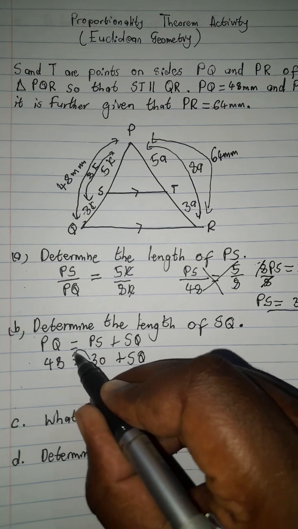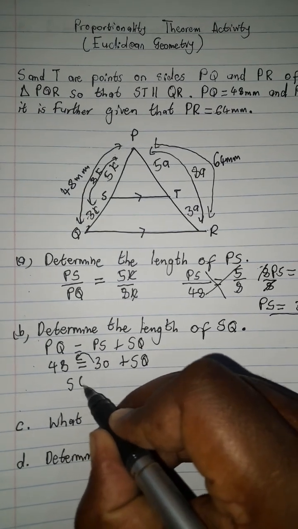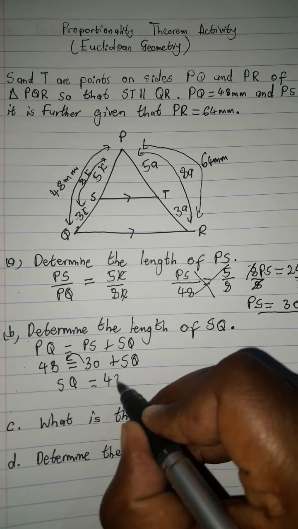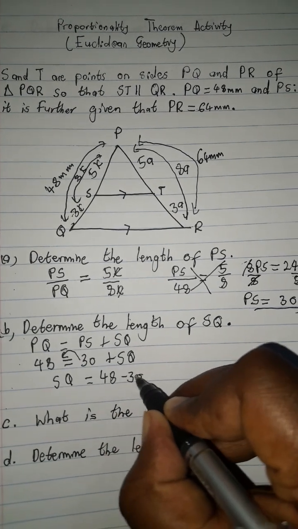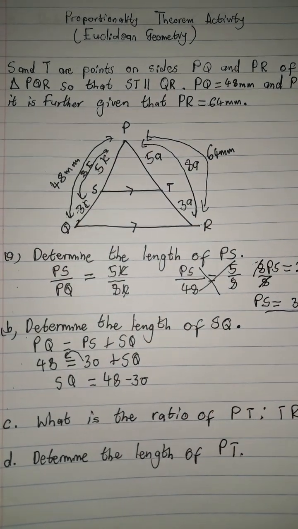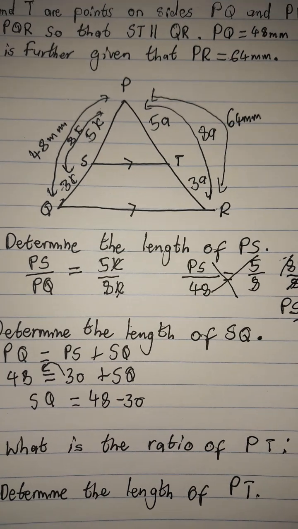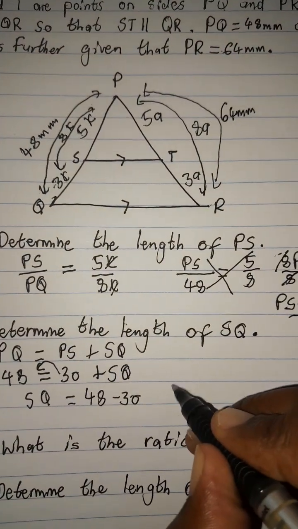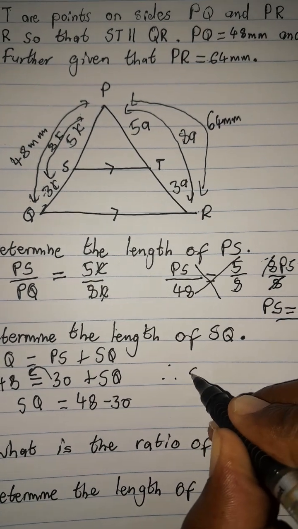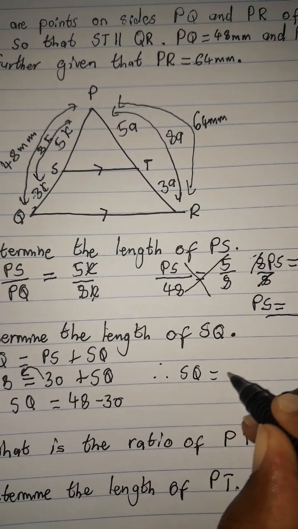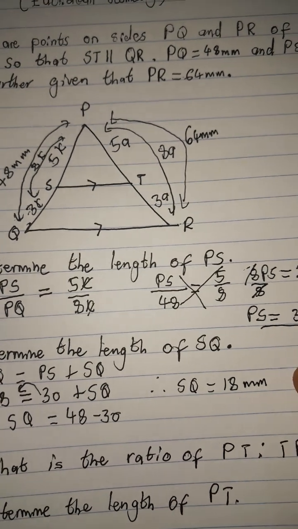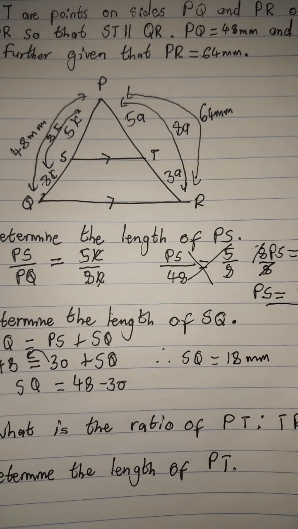Then let me transpose SQ. Let me transpose 30. Sorry for that. So this will be 48 minus 30. Right, so what is 48 minus 30? That will be 18. Therefore, SQ will be 18 millimeter. I hope, guys, you have seen what is happening.